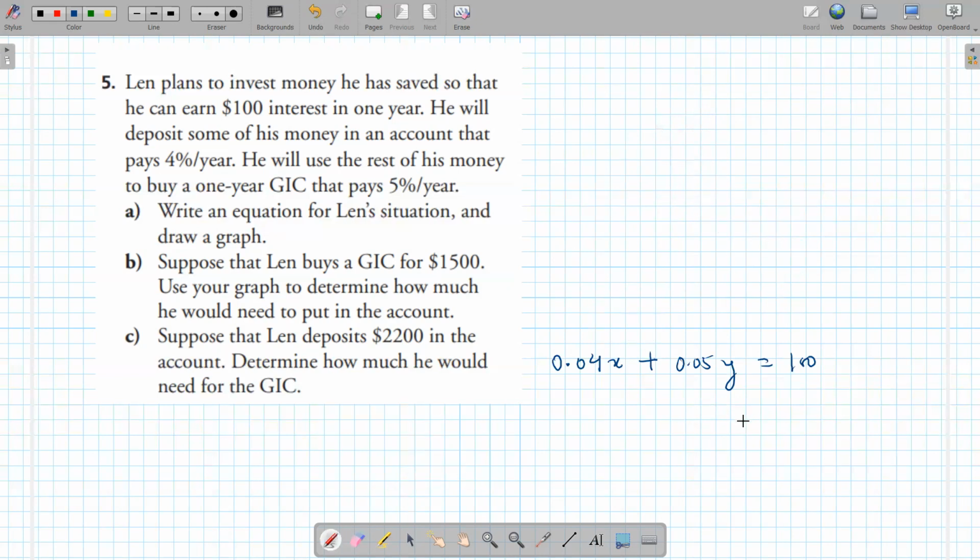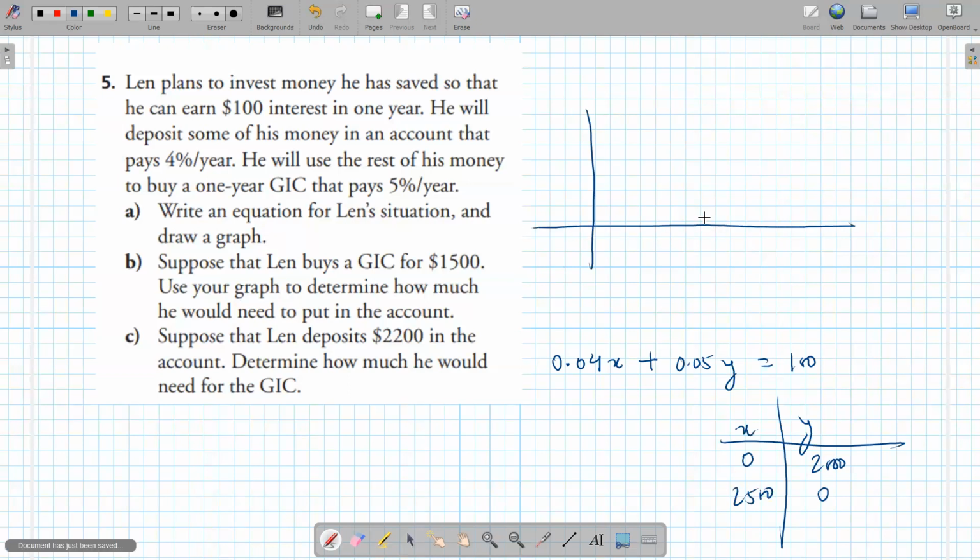I'm going to quickly find the x and the y-intercepts because they are asking us to graph it. Just remember, to find the x and the y-intercepts, just plug the other variable as 0. So 100 divided by 0.05 will be 2000. It's our y-intercept, and then let's find our x-intercept. I think this is going to be 2500, like that. Therefore, a very rough sketch here, 2500 is here. This is the amount he puts in the savings account. 2000 is here. This is the money that he puts into a GIC. And that is the graph there.